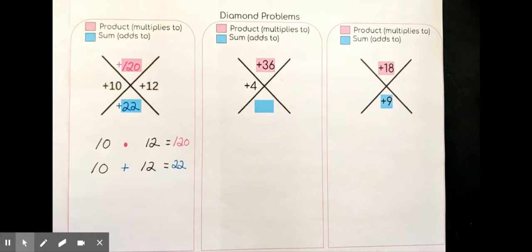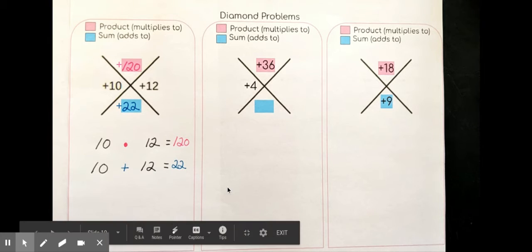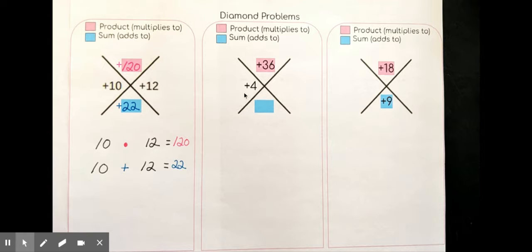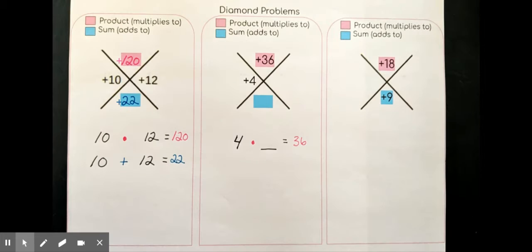So our next one, if you look at it, has different numbers in different places. So we are missing our sum, and we are missing one of our factors. But what we are given is that there is a product that is 36, and one of the factors is 4. So we need to figure out what is that other factor.